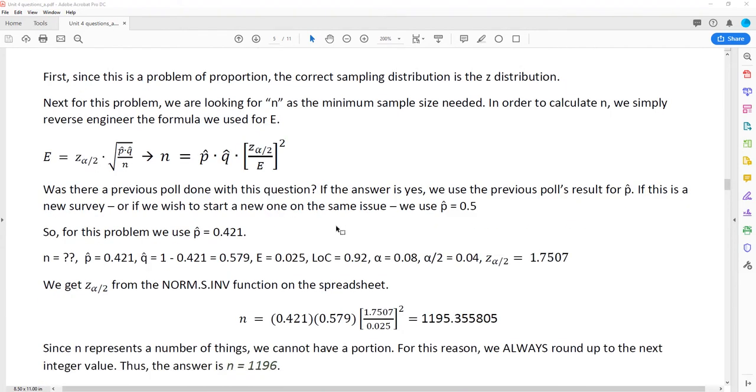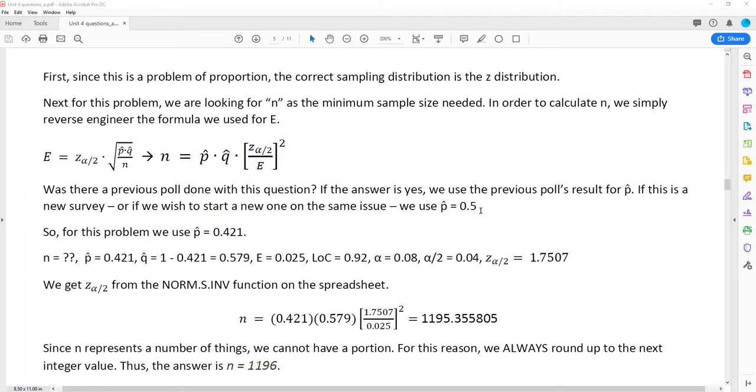Now that we know the sampling distribution and we know the formula, the next question that you should ask yourself is, was a previous poll done with the same question? If the answer is yes, we use the previous poll's result for P hat. If this is a new survey, or if we wish to start a new one on the same issue, we use P hat equals 0.5. In other words, the default P hat when we're looking for a minimum sample size is 0.5, meaning 50%.